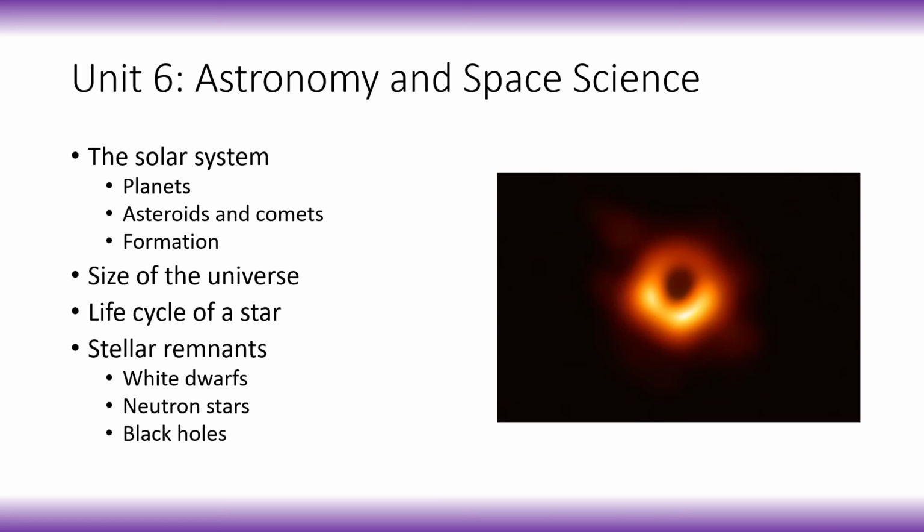And then, of course, as we're talking about the life cycle of a star, part of that involves what happens when a star dies, which can lead to some pretty cool stuff like white dwarfs, neutron stars, or black holes.